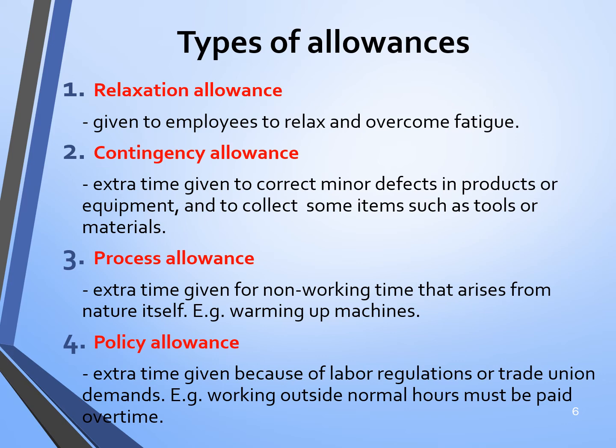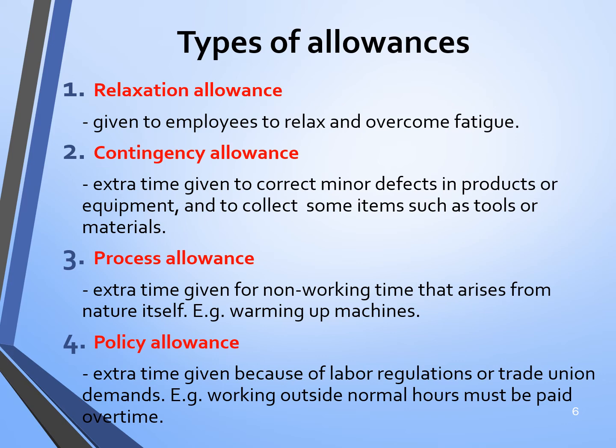And what happens if employees are not given relaxation allowance? You kerja 9 jam and you are not given any time for your lunch break. So that is impossible. Okay, so relaxation allowance must be given to employees. The next type of allowance is called as contingency allowance.